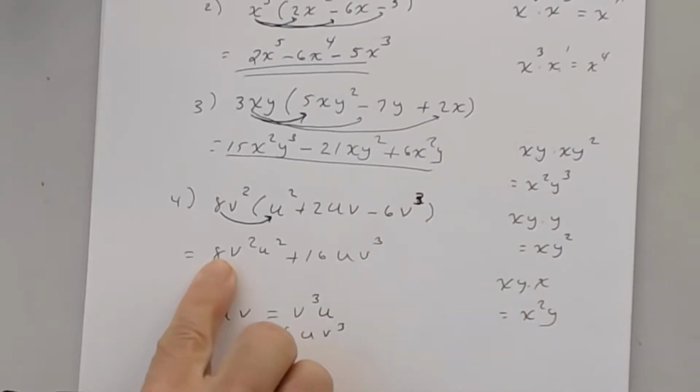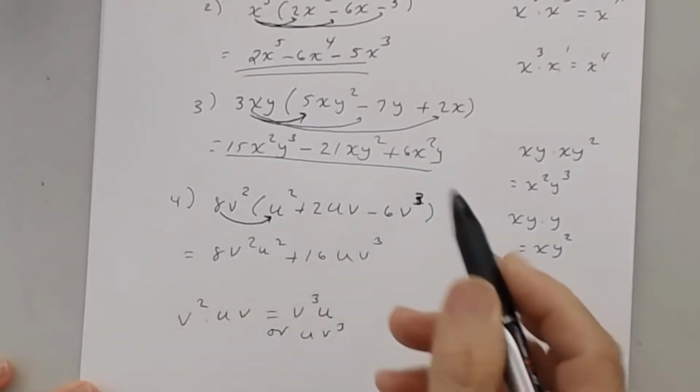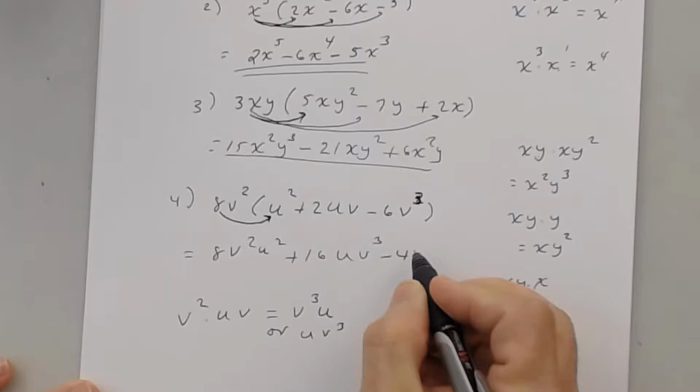Over here will be u squared v squared. Doesn't matter, guys. The order in which you put them does not matter, okay? But we tend to put them in alphabetical order. It's not going to matter for MyMathLab. All right. What is 8 times a negative 6? Negative 48.